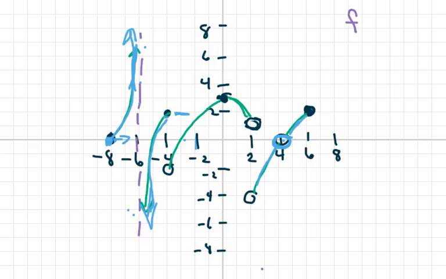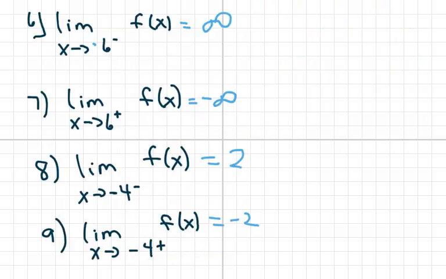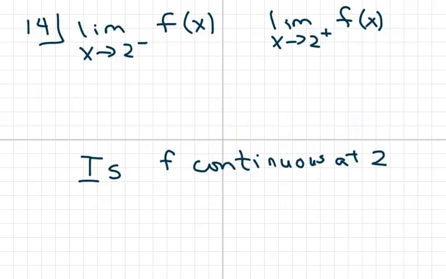So you might want to copy the graph down before you do this, because this is kind of hard going back and forth. Alright, so we're going to look at f as x approaches 2 from the left. So f of x as x approaches 2 from the left is 1. So this would be the limit as x approaches 2 from the left of f of x equals 1.